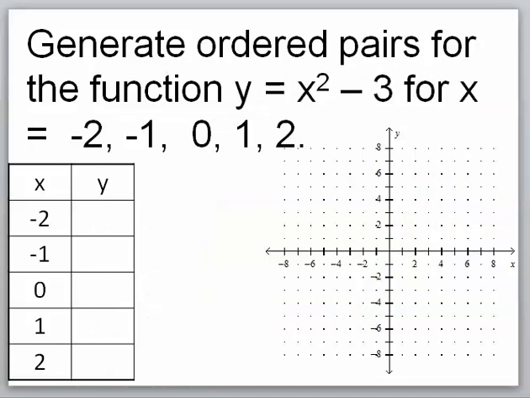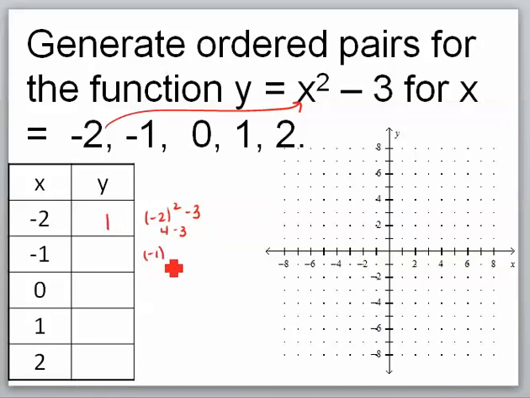In my second example, you notice a change. I now have an x squared in the problem. Let's see what happens when we have an x squared. Still going to go through the same process where I'm plugging in the different x values. So I've got -2 squared minus 3. -2 squared is 4 minus 3, which is a 1.